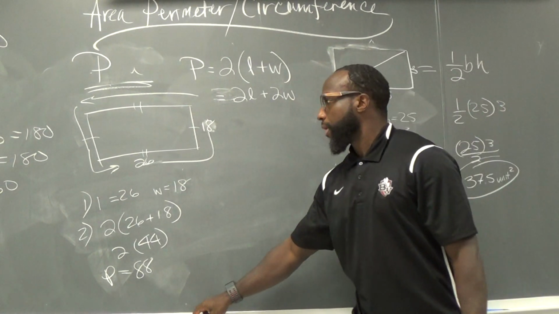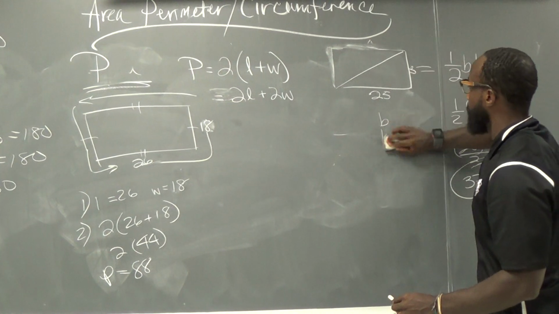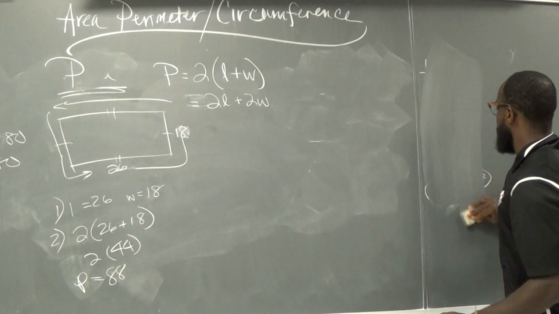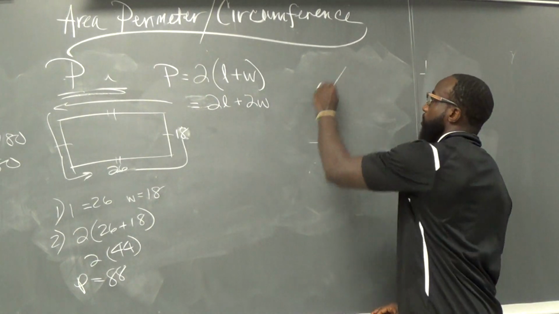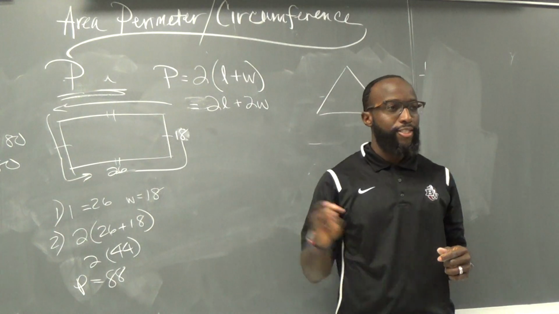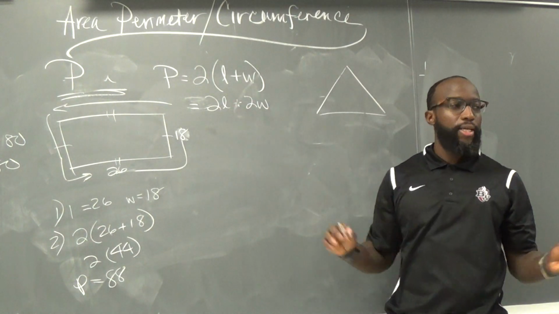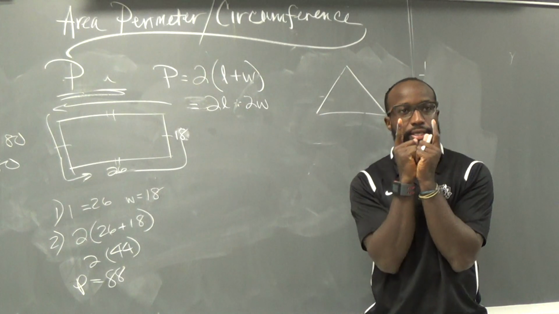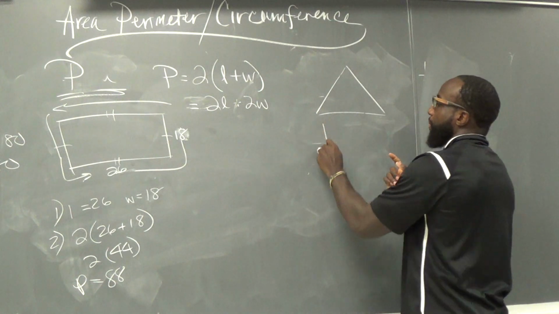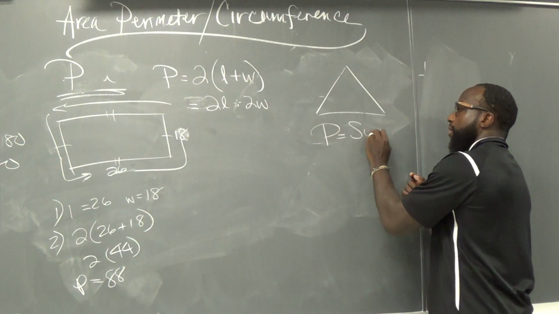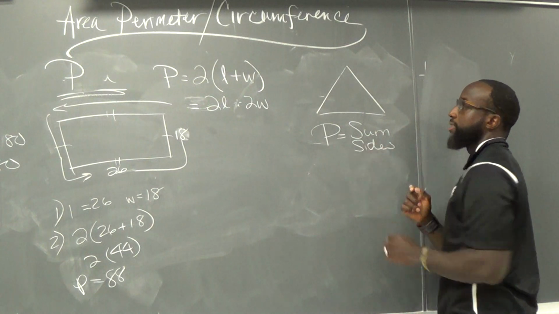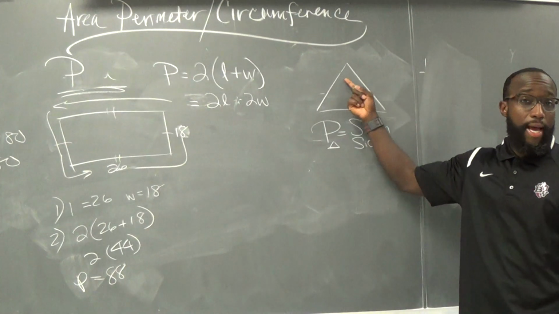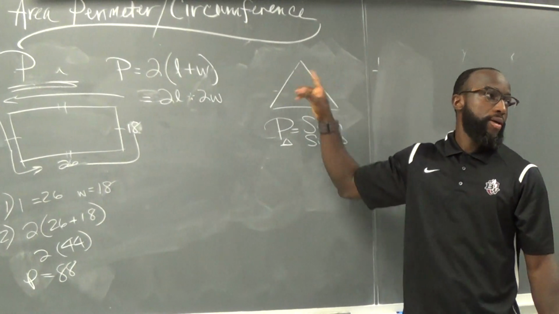Okay? The same thing applies to a triangle. And at this stage of the game, this is the beginning of the year, with the triangle, we should give you the measure of all the sides. As we get deeper into the year, you'll have to find the measure of the sides and then find those things. But for the perimeter of a triangle, it's the sum of all the sides together. So you get these sides and you add them all together.